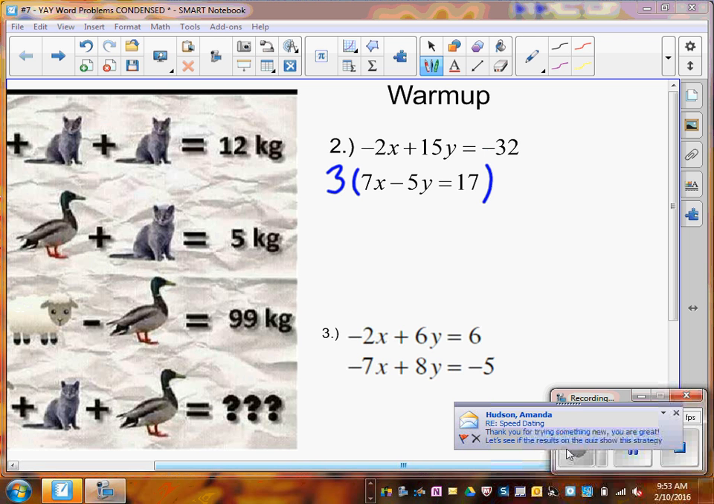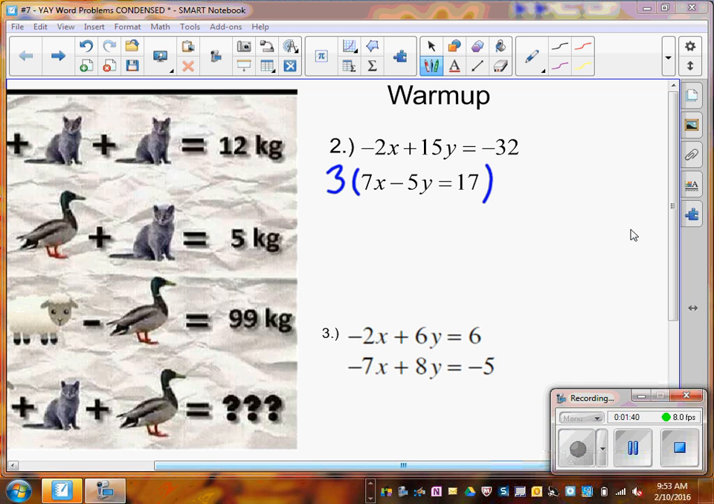Speed dating. What? Speed dating, we're doing it today. See? Speed dating. Math version. It sounds weird. Thank you for trying something new. You're great. Let's see if the results on the quiz show. Why isn't it going away? Because it's weird. Now there is no challenge for this.